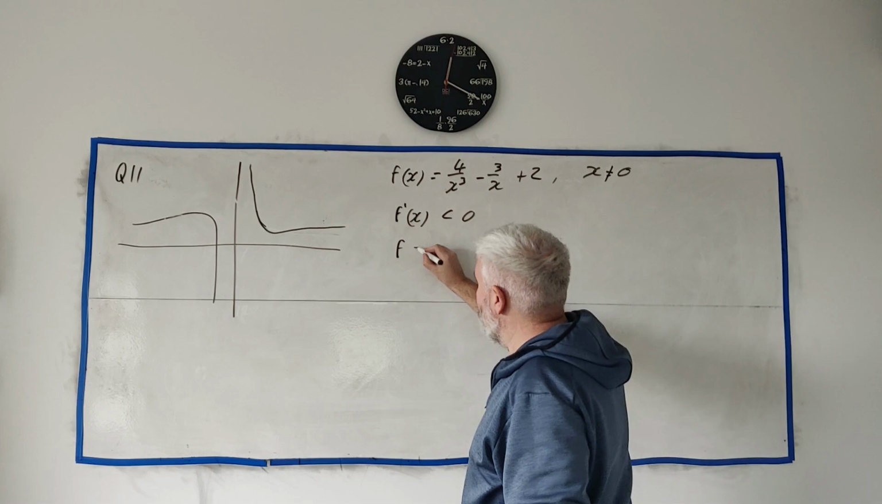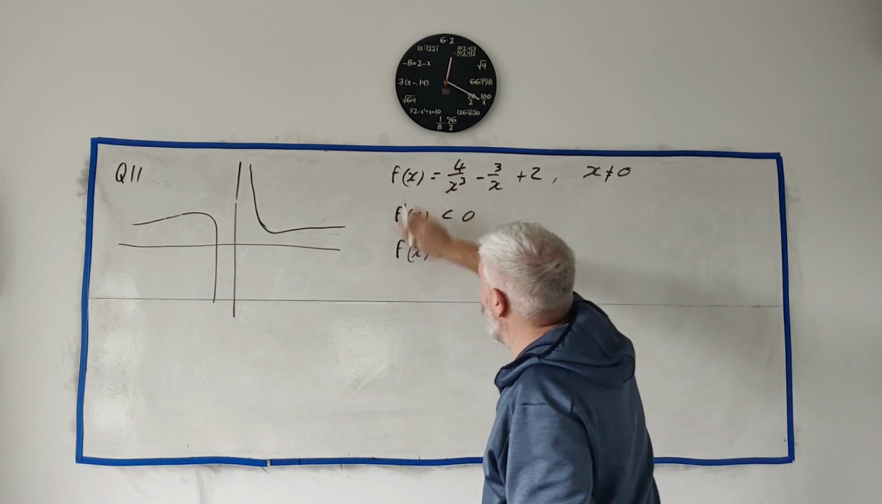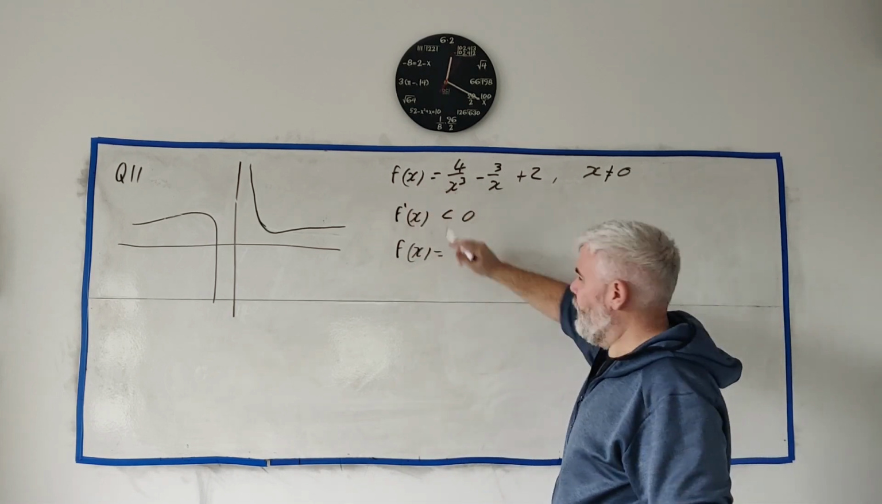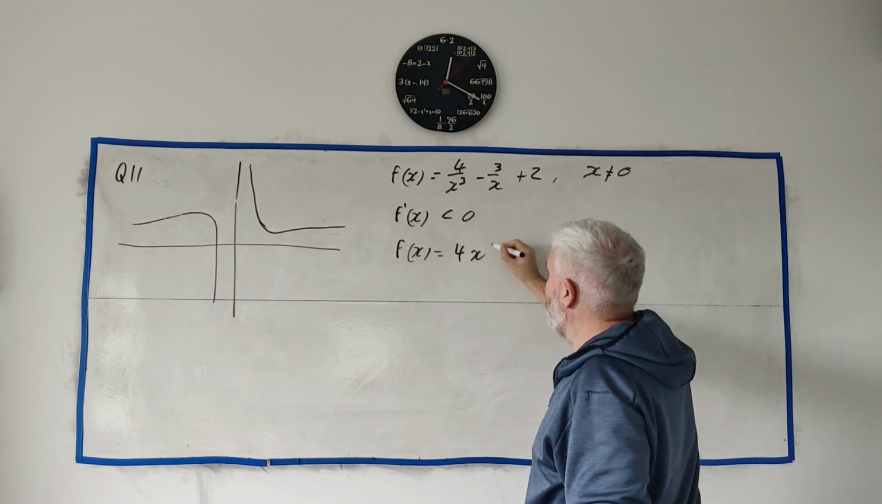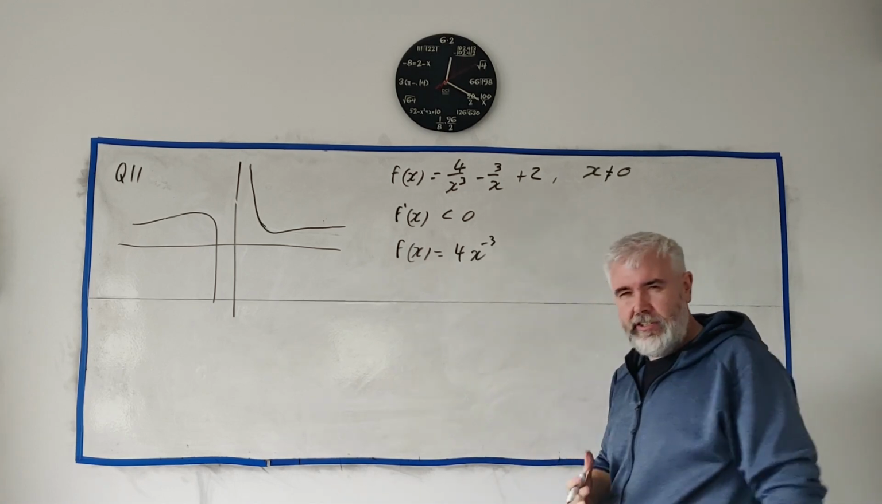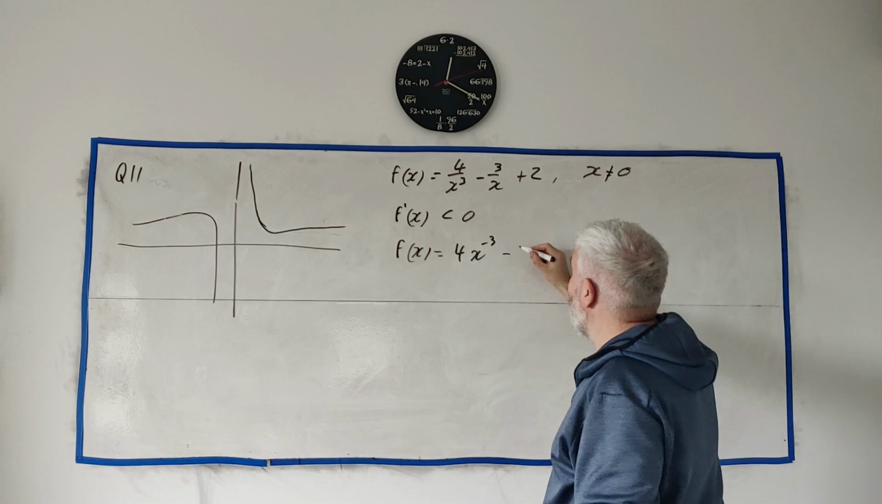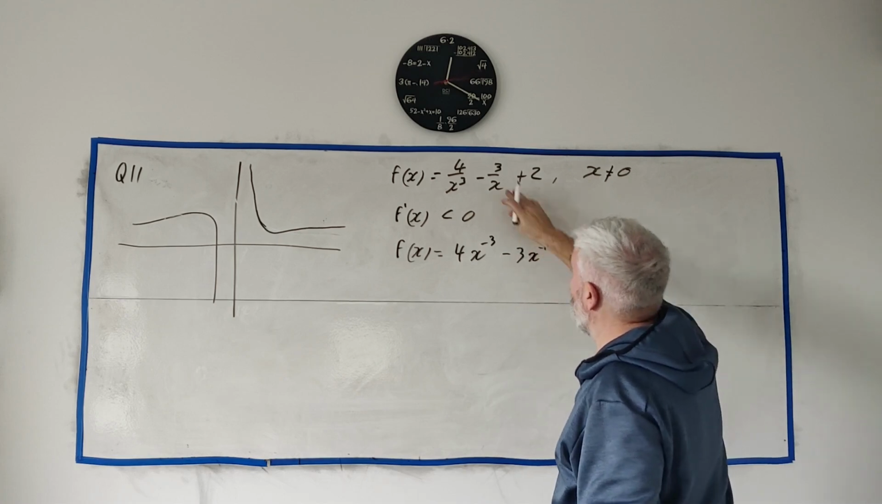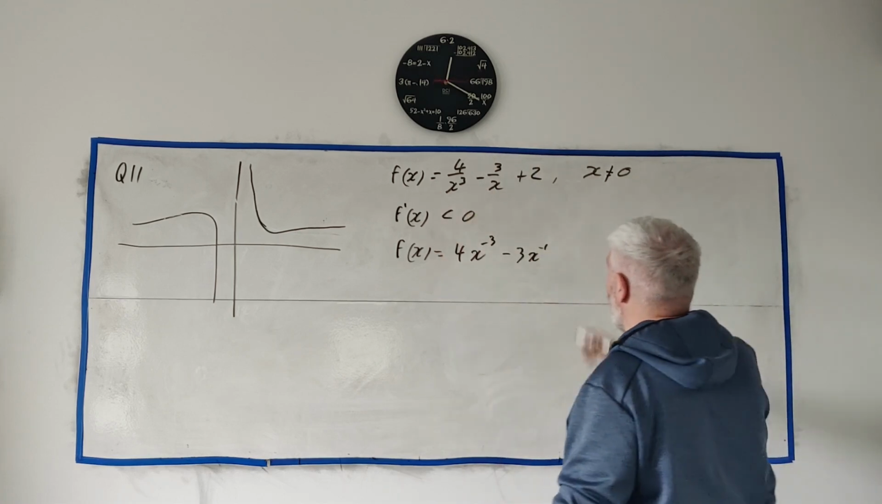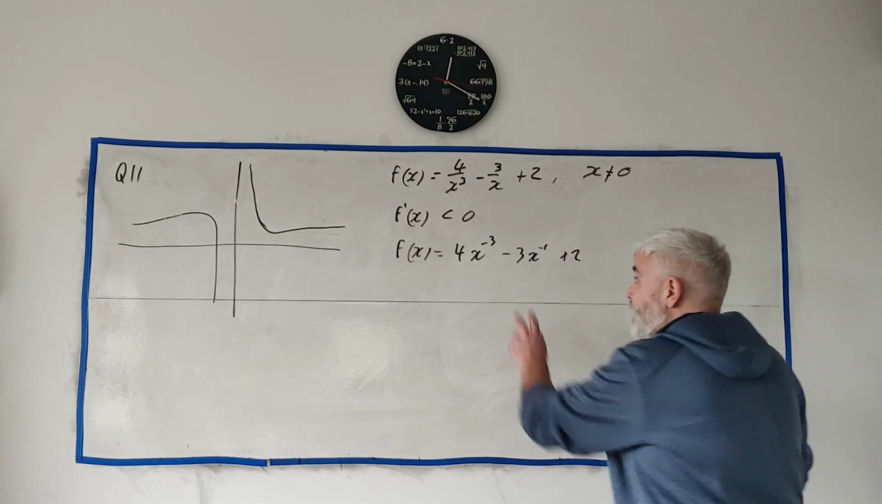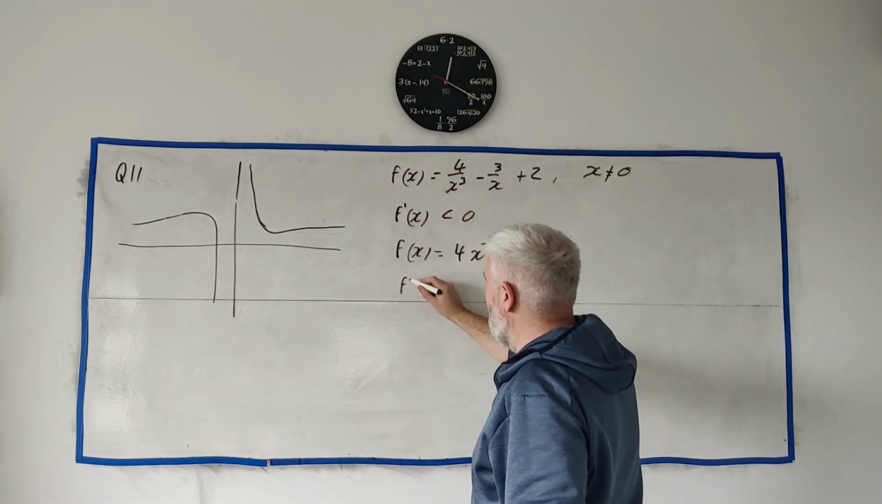Before I do that, I'll rewrite f(x), because I don't like writing it this way. I like it as 4 times x to the minus 3, minus 3 times x to the minus 1, plus 2. I'm just putting them all in the top row. This I can differentiate so much easier in my head.